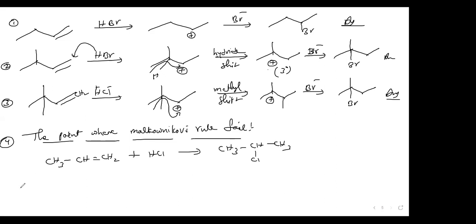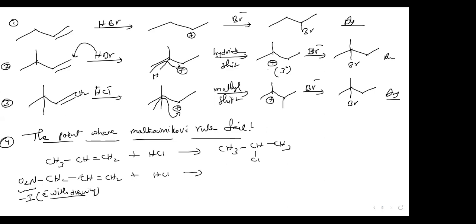But if there is a presence of, let us take an example, CH2, and here I am placing an NO2 group, CH double bond, CH2 plus HCl. In this case, what answer do we expect over here? This is a minus I group. Minus I group means what? Electron withdrawing group.